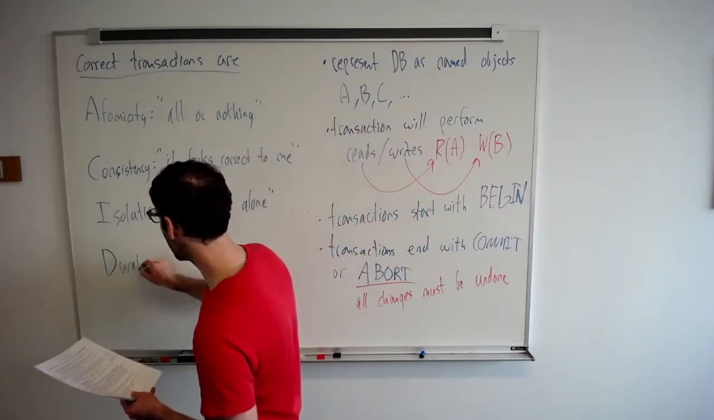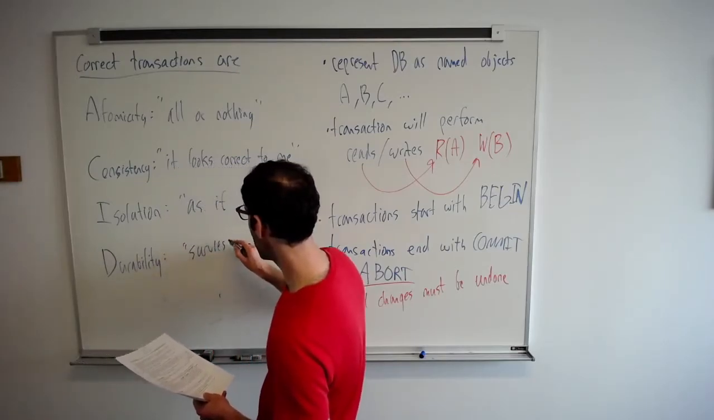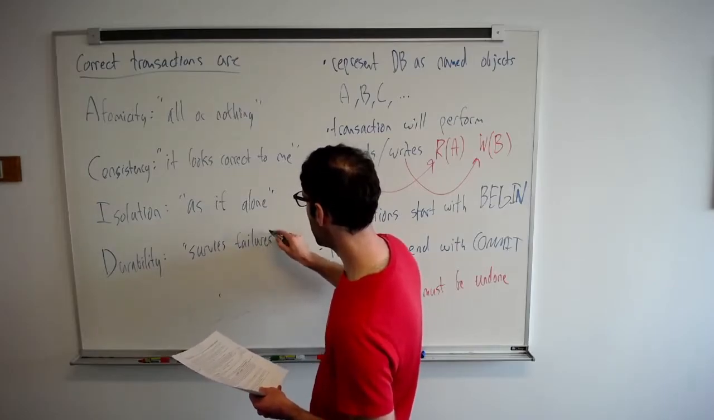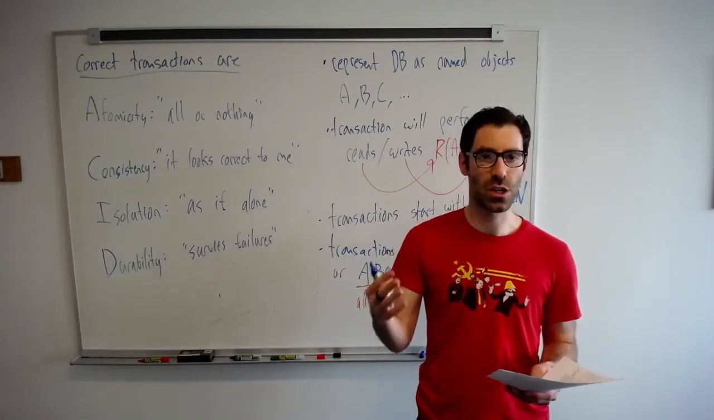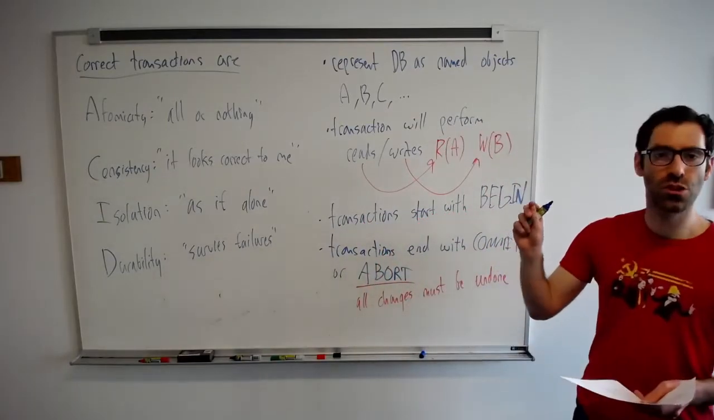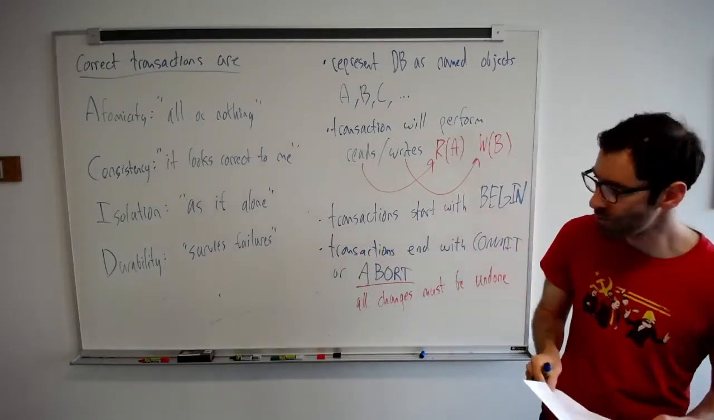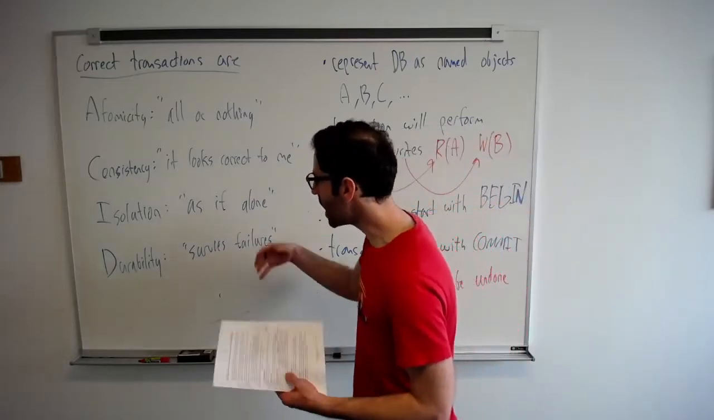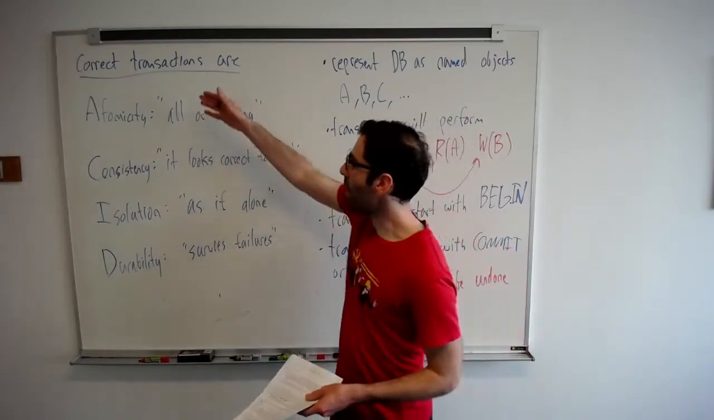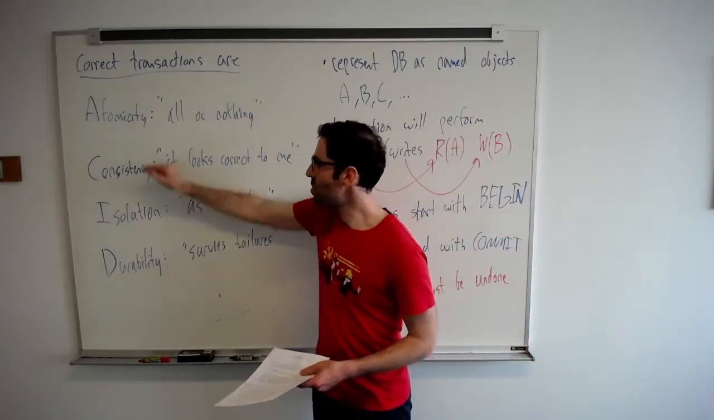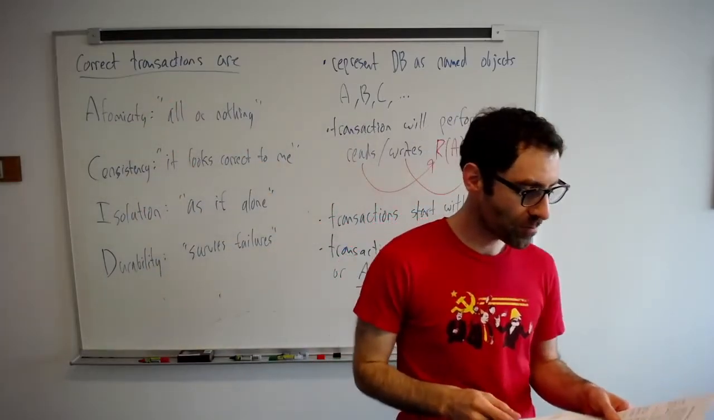And then finally, we have durability, which is our survives failures. That if a transaction commits, then those changes that it made should persist within the database and not be lost. And so when a database is ACID compliant, or it supports transactions, that means that its transactions have these properties, have these guarantees in terms of their behavior.